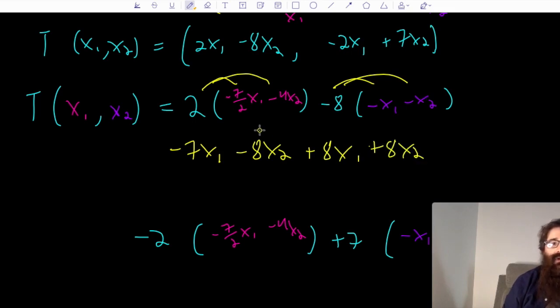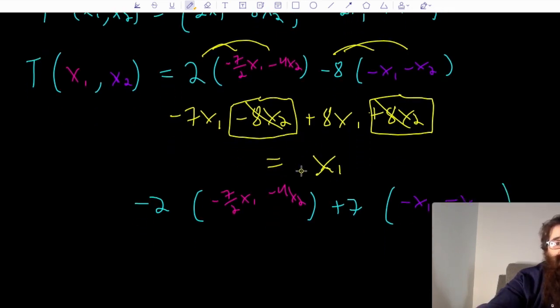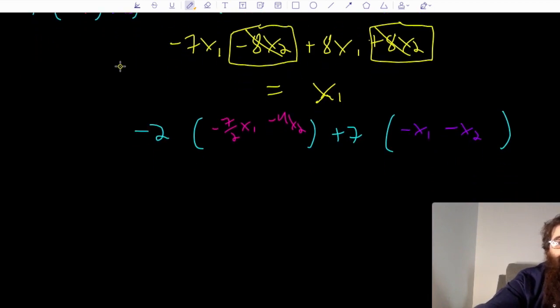I want you to notice that the x2 terms are going to cancel right away. Bam, bam. And negative 7x1 plus 8x1 is just going to give us 1x1, or it just spits out x1, which hopefully we were expecting to happen. It's doing what it's supposed to be doing as an inverse. It's going to spit out x1 first, then the second component is going to spit out x2, hopefully. Let's see. I'm nervous.